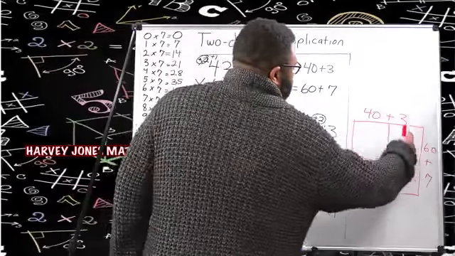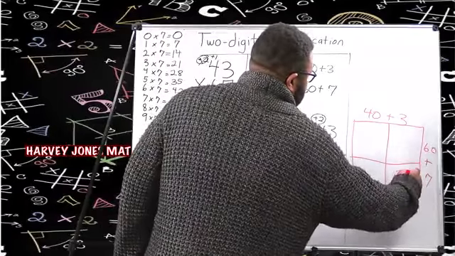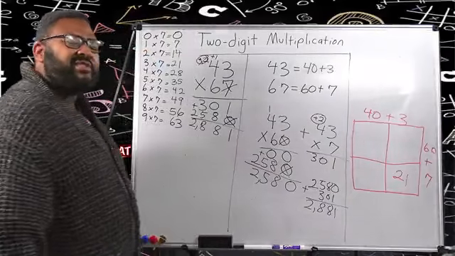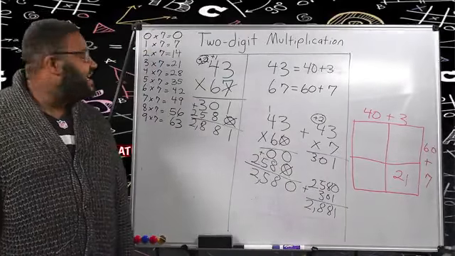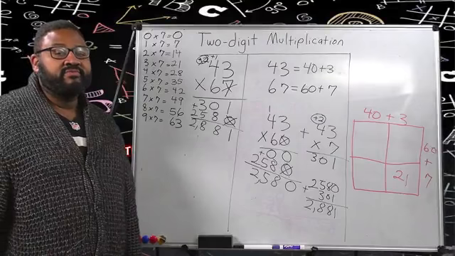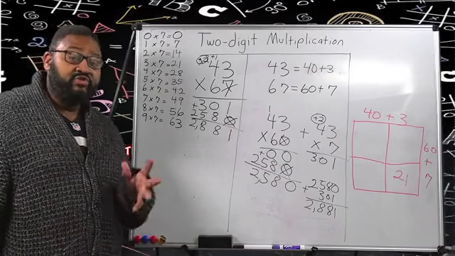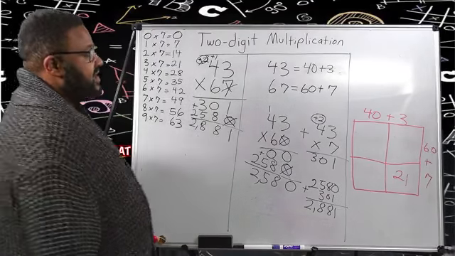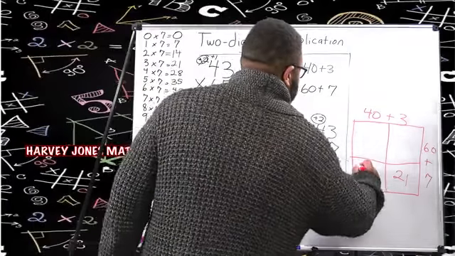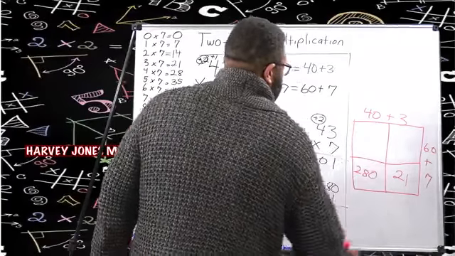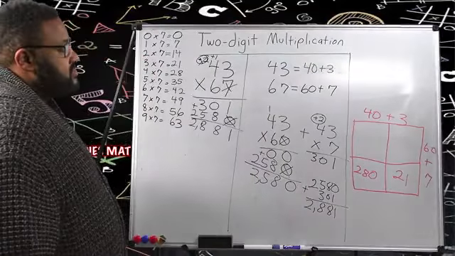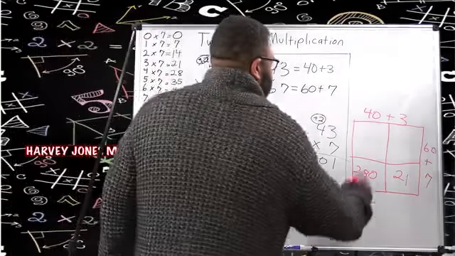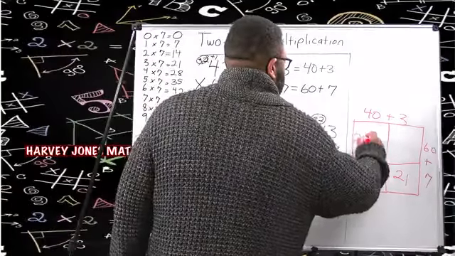All right, I'm going to start here. 3 times 7 is 21. Mr. Jones, you start in a different place each time. It doesn't matter where you start, as long as you start. Okay, I can go here. 7 times 4 is 28. Add a 0. I can go here. 6 times 4 is 24. Add 2 zeros. 6 times 3 is 18. And add 1 0.